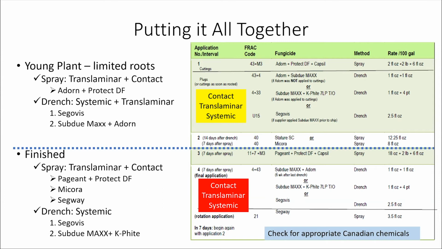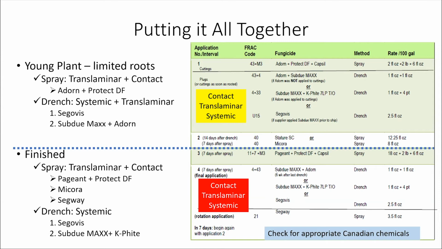You've got a couple different strategies depending upon how much time you have. If you're looking at a spray program because you've got a little bit more time for your young plants, look at a translaminar and a contact as a spray, looking at Adorn plus Protect DF. We like Adorn early in the crop because there are some indications that you could end up with flower phytotoxicity with some Adorn. So get it on early. As we see, we have good longevity of protection after 7 days, the same with Protect DF. So that gives you that early spray, early crop protection.